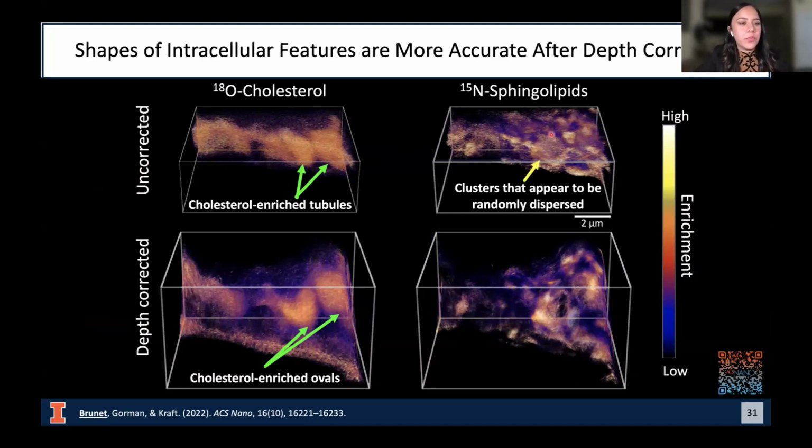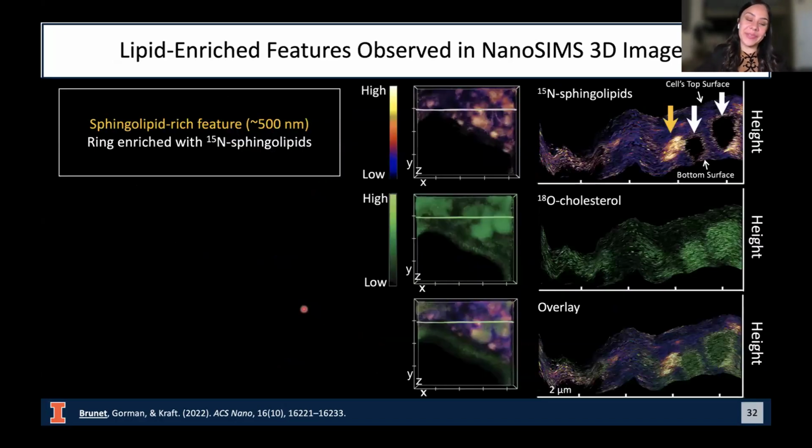Also, on the sphingolipids, we see them dispersed with no clear arrangement. They're just scattered throughout. And after we depth correct, we then see that some of these sphingolipid-rich features form spheres that are near the cholesterol-rich regions. And now the question you may have is, well, what else can we see inside the cell? Because this looks pretty interesting, but we can even see more.